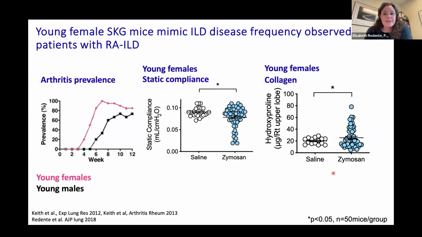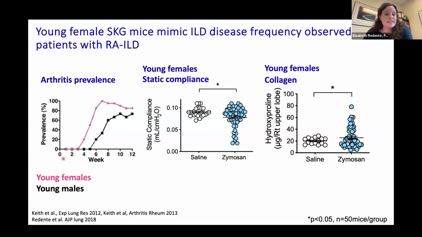This is just some additional data from this model. What we really like about this model, and what keeps it exciting for us, is that these young female mice really mimic the ILD disease frequency observed in patients with ILD. 10% or more of patients with RA end up with an NSIP or UIP fibrotic lung pattern and lung disease. So it's really fantastic to have a model where only a proportion of the animals end up with lung disease. We can see a proportion have decreased static compliance, and the same proportion has this increase in hydroxyproline.